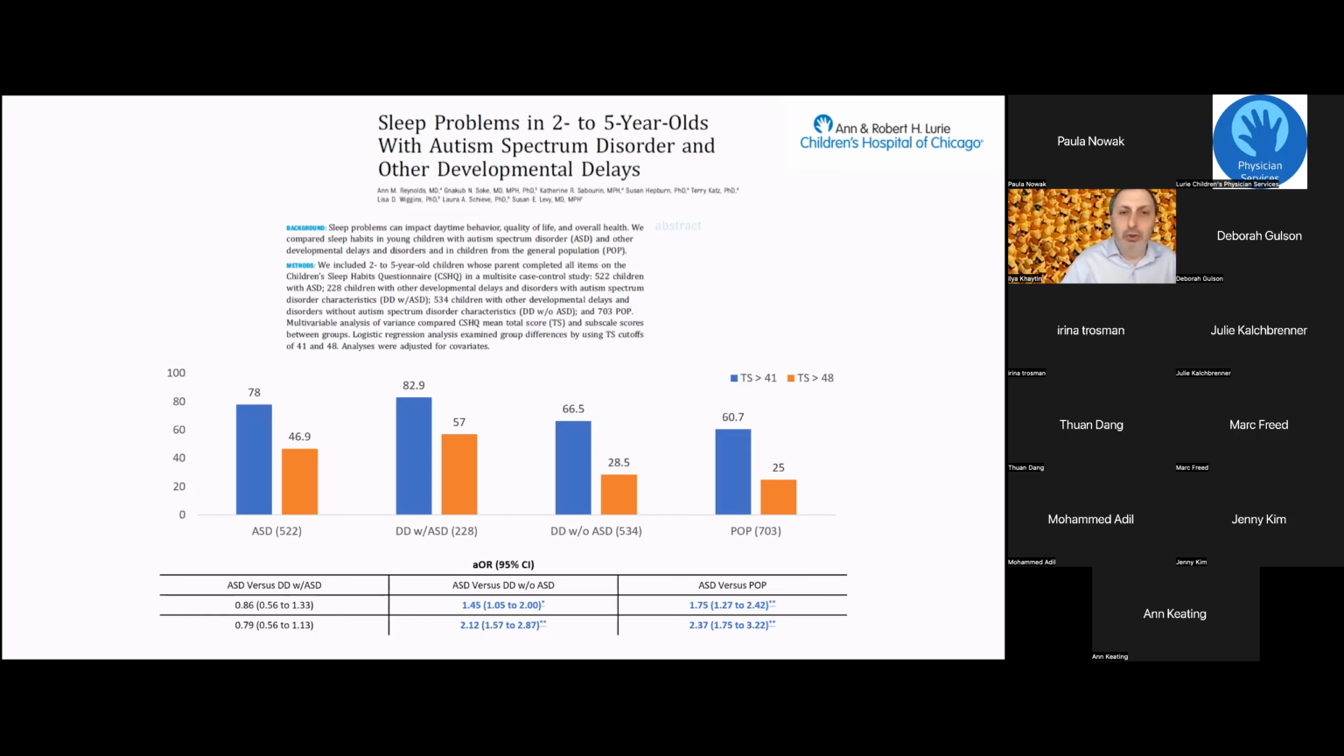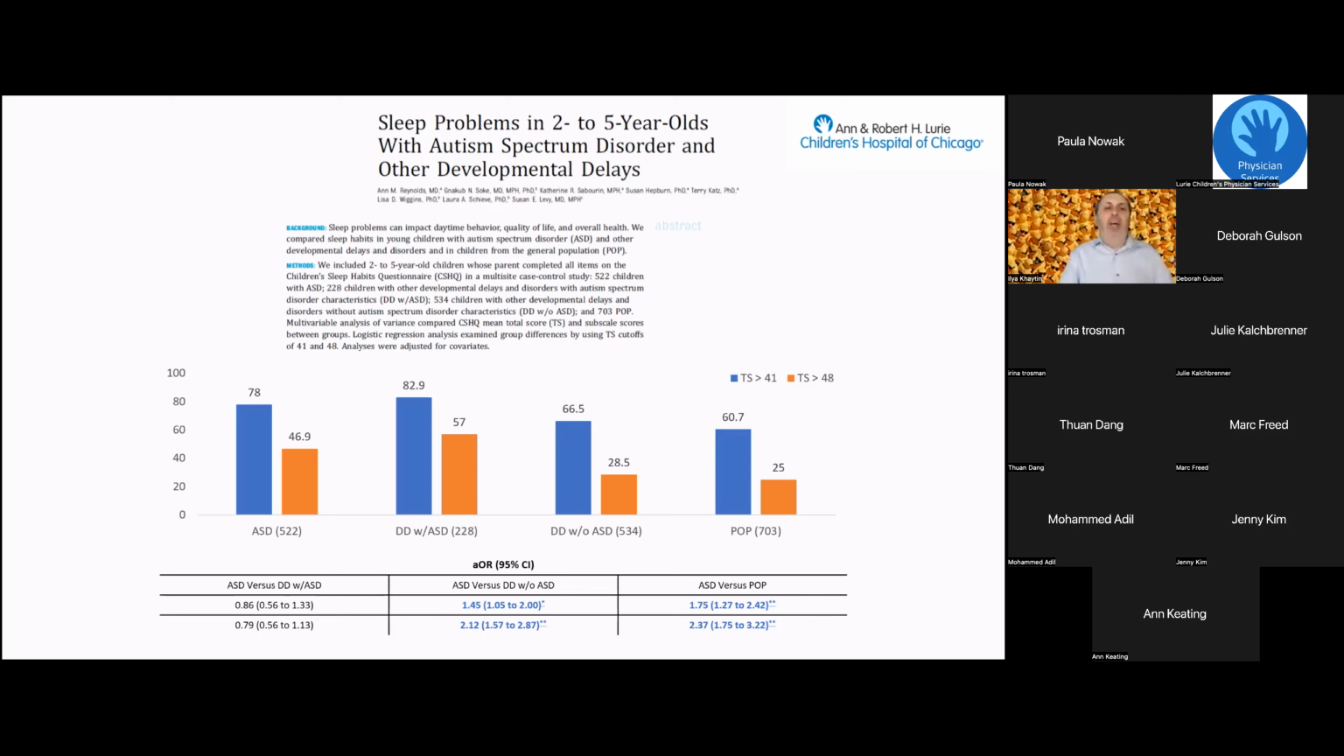And they looked at a total score of 41, which is validated to indicate that the child has sleep issues, and a total score of 48, which is more rigorously indicating that there are some sleep issues. And as you can see, children with autism, with and without developmental delays, have a higher percentage of children reporting sleep issues than children with developmental delay without autism or the general population.